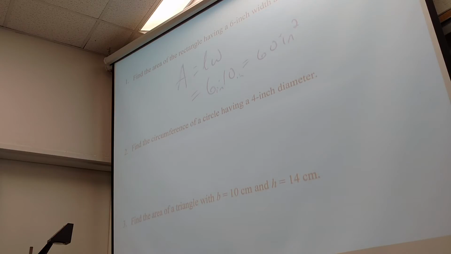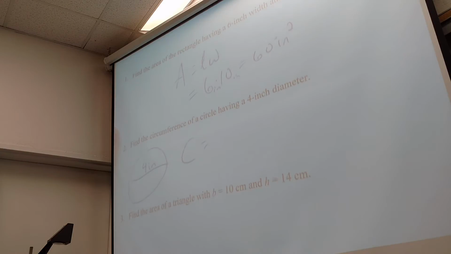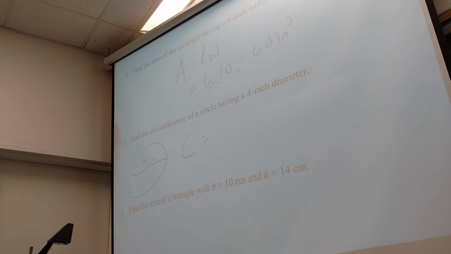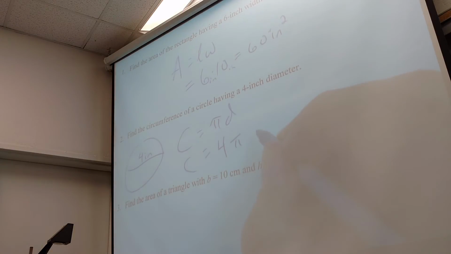Circumference of a circle with a 4-inch diameter. So if the diameter is 4 inches, what's the formula for the circumference? 2 pi r, or even better, pi d. Because what's twice the radius? The diameter. So circumference is pi d, and what's the diameter? 4. So it's 4 pi what?